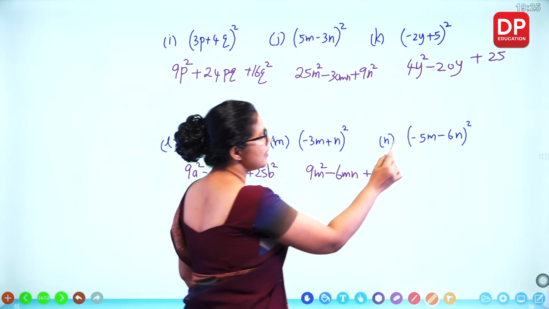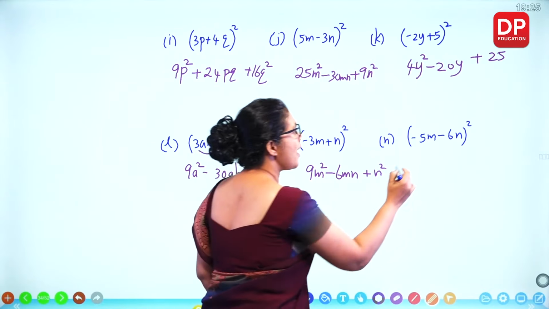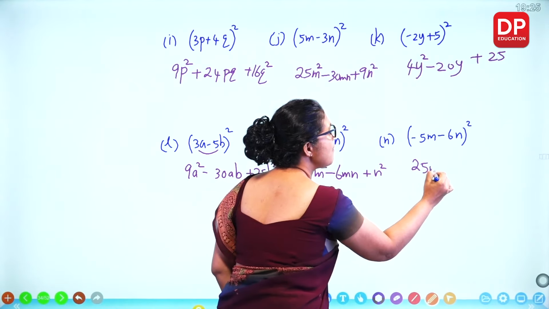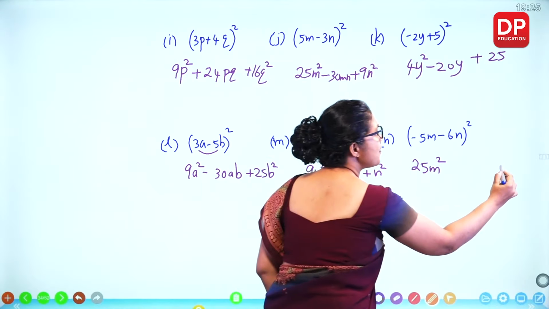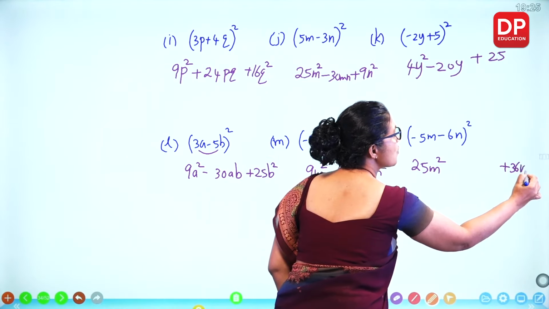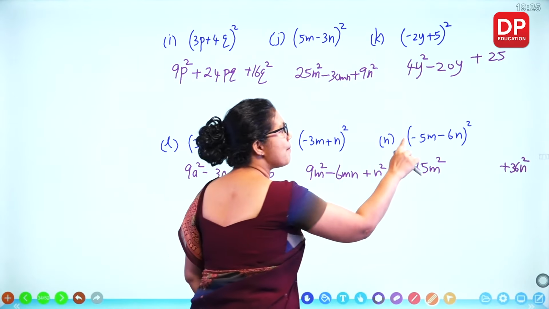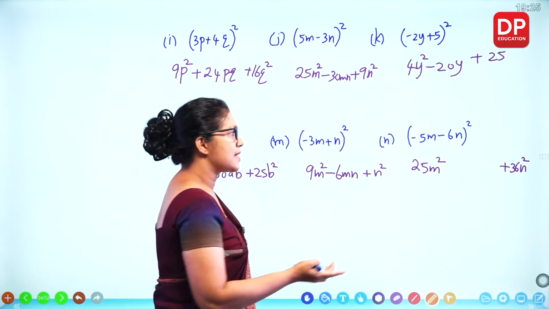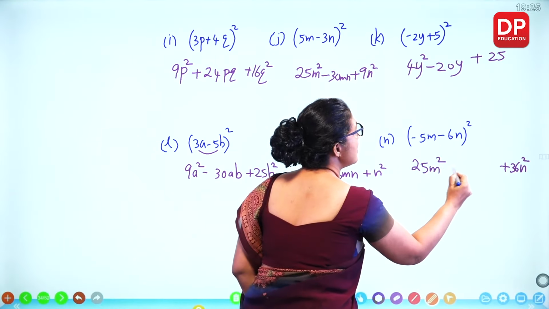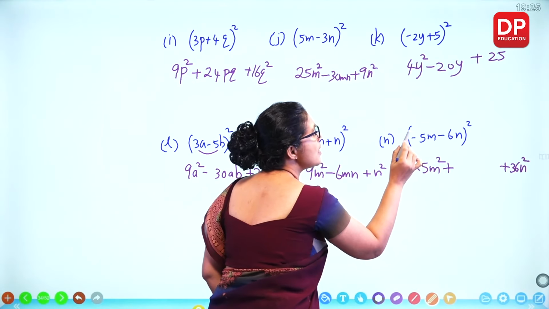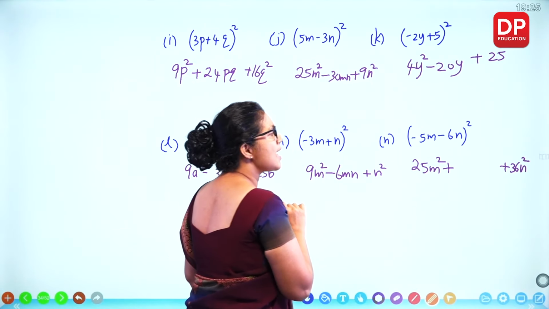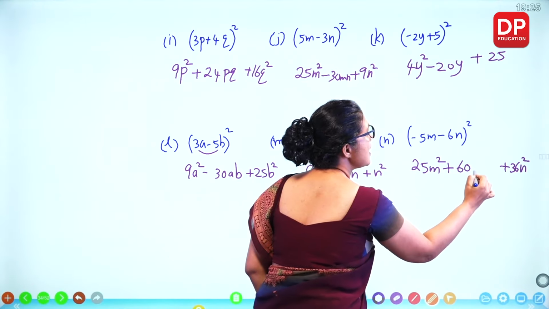Now this one, minus 5m when you square it, you get 25m squared. And minus 6n squared, you get 36n squared. What's the middle term? Minus into minus becomes plus. Plus is your answer. Double these two numbers. 2 times 5, 10. 10 times 6, 60mn.